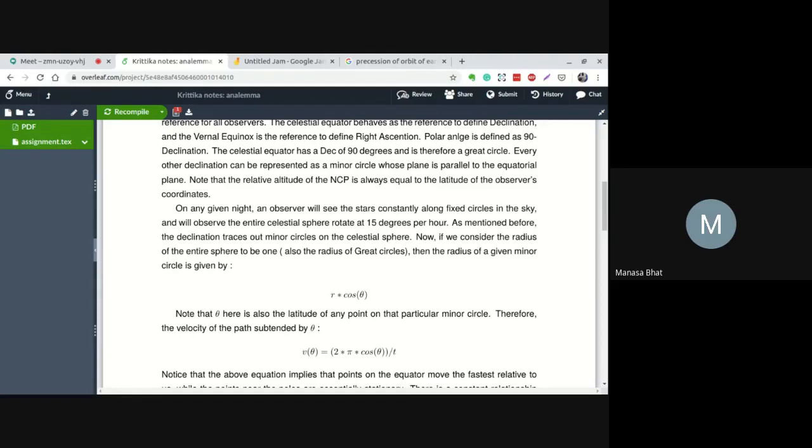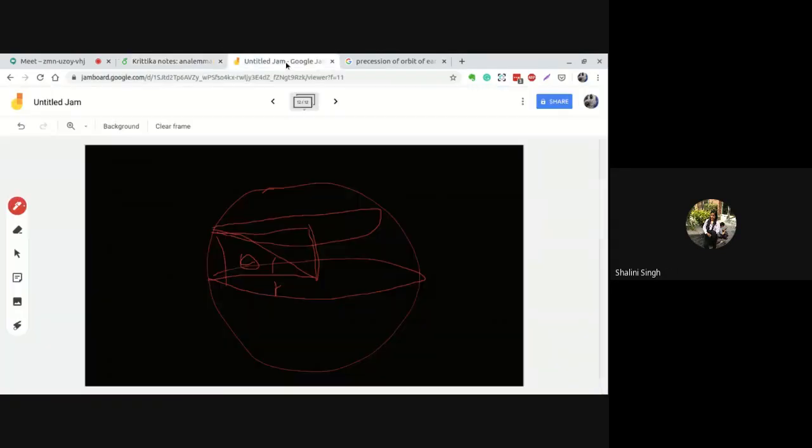I'm not sure. Actually, maybe the stars near the pole have a smaller circle, and those far from the pole have a radius of the circle much greater than the previous one. So the arc length is greater when it is far from the pole. So distance is directly proportional to the speed. So maybe that's a reason.